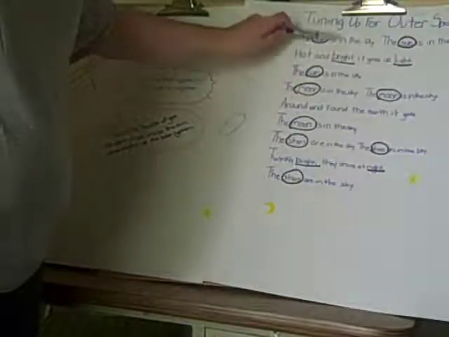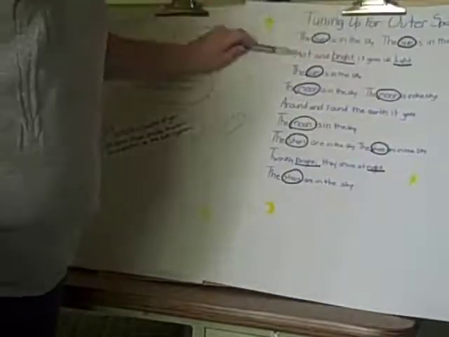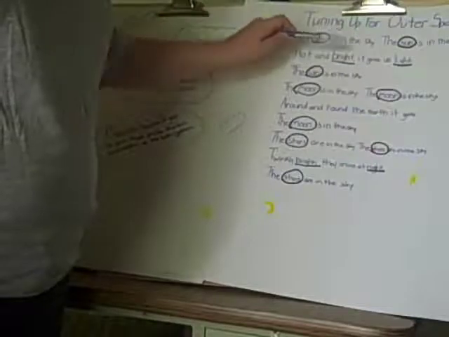The sun is in the sky. Hot and bright, it gives us light. The sun is in the sky.